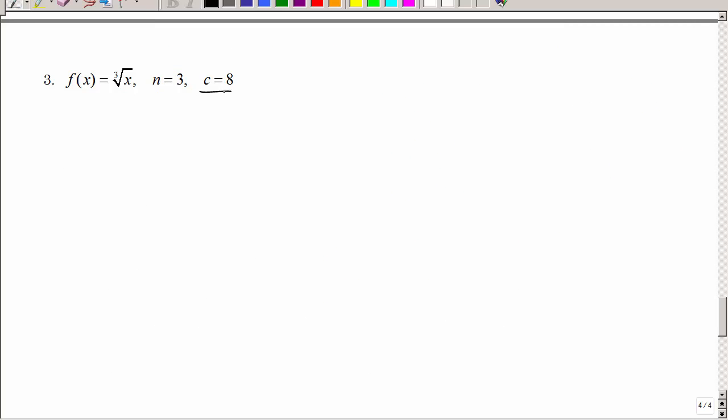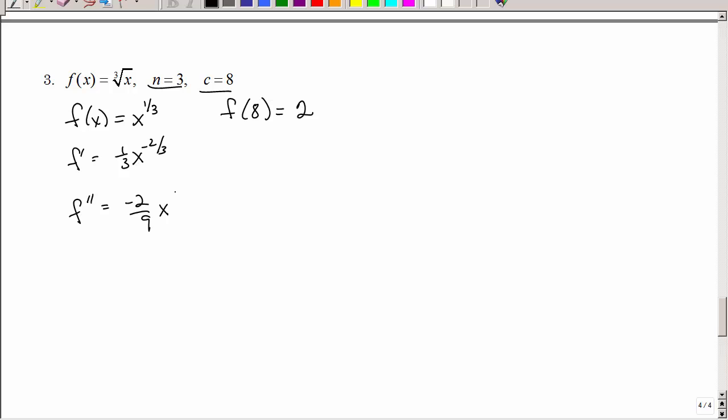So this time we don't have c equal to 0, we have c equal to 8. So let's rewrite this function as x to the 1/3 power. And now you can see why they gave us 8, because the cube root of 8 is 2. And we don't have to do too many derivatives. So the first derivative, the second derivative, and the third derivative. That's kind of ugly, but it's not so bad.